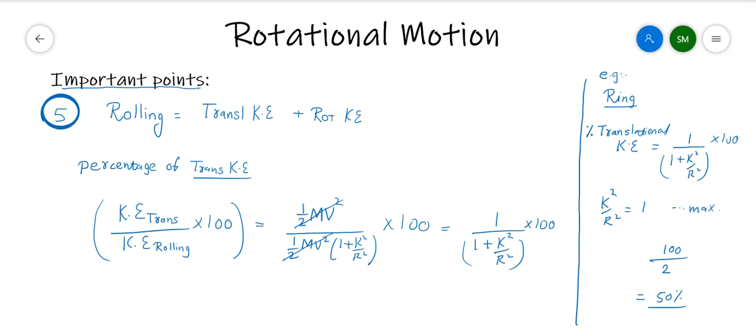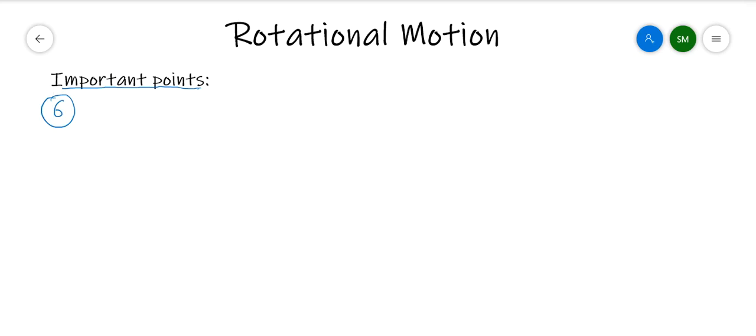This way we can find it for any object, provided you know the value of k square by r square for that object. So remember how to apply this formula, and this is a main important formula that you can keep in mind. Okay, let's go to the next point now. Now I'm going to the new topic, which is angular momentum.